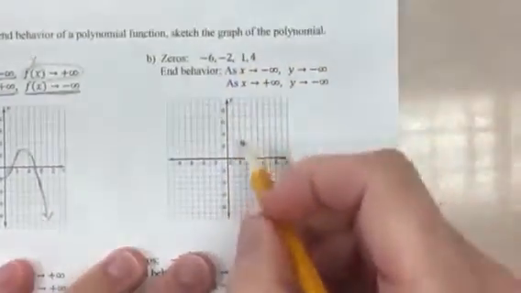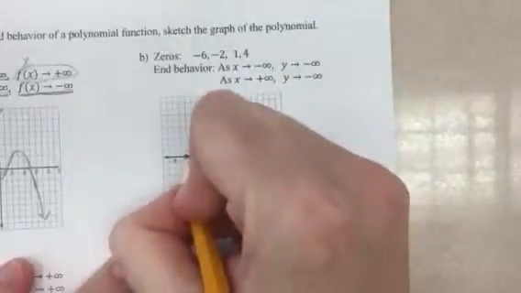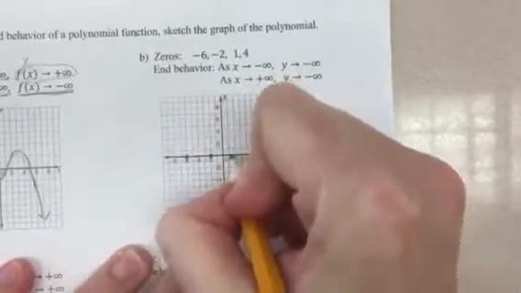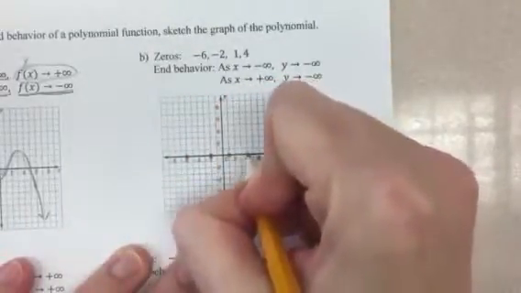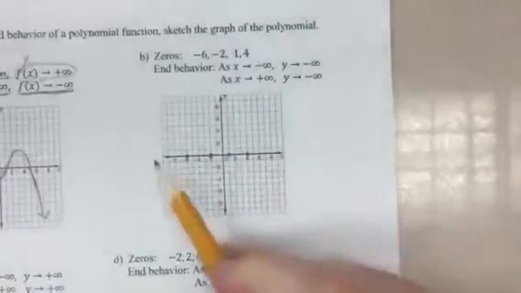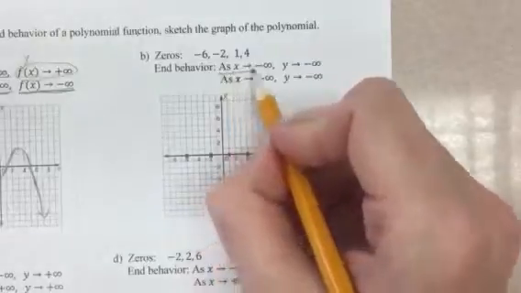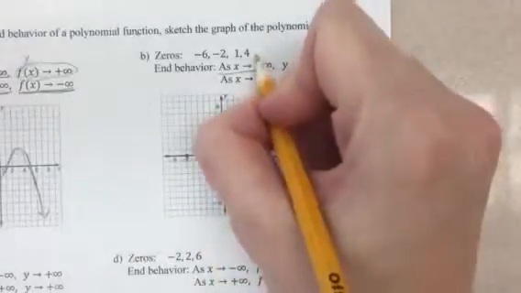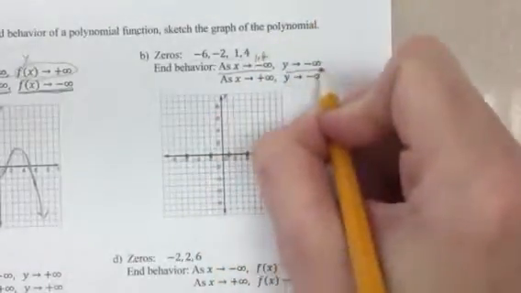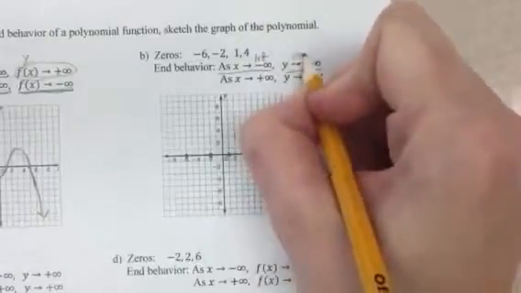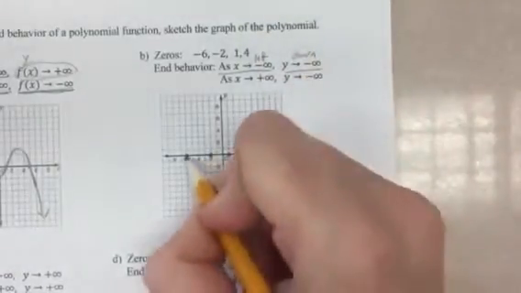So here are the zeros: -6, -2, 1, and 4. So I'm putting those on my x-axis for my 4 zeros. And then here, as x goes to -infinity, this means left. Y goes to -infinity, this means down. So I need to go left and down.